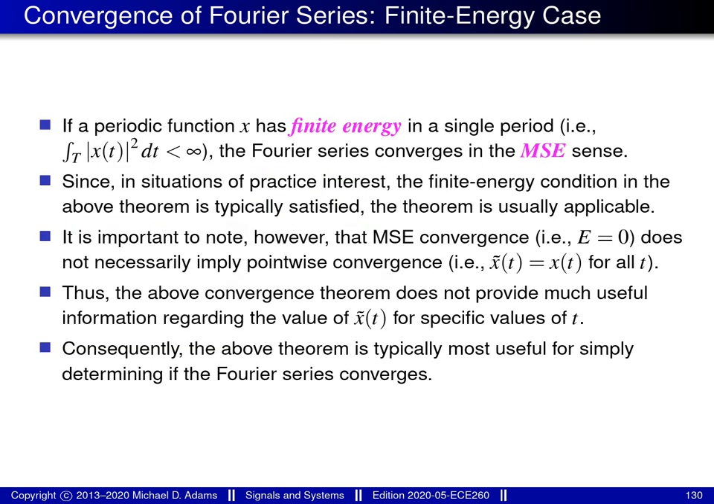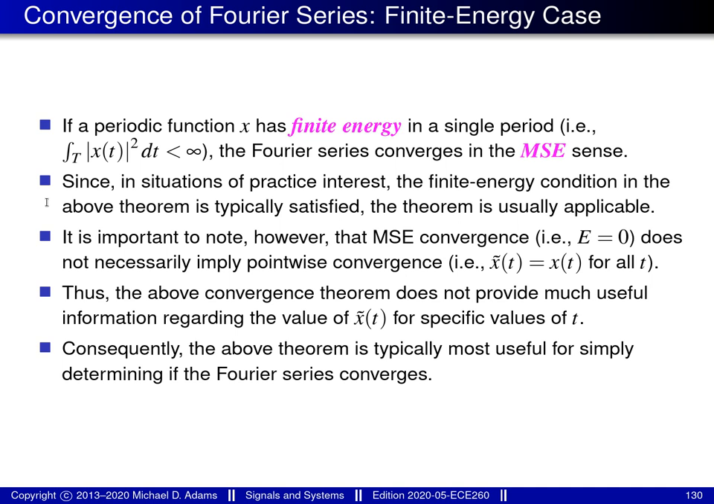The next convergence result that I need to present for Fourier series relates to functions with finite energy in a single period. So suppose that we have a periodic function x with finite amount of energy in a single period. In other words, this particular integral here is finite. Then the Fourier series converges in the mean squared error sense. Now in practical situations, usually this condition of finite energy is going to be satisfied. So for this reason, this particular result is often applicable.